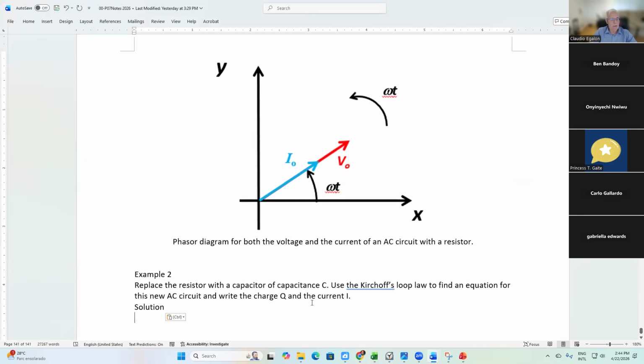Replace the resistor with the capacitor, with capacitance C. We'll use the Kirchhoff loop law to find an equation for this new AC circuit and write the charge Q and the current I. It's an example that I want you to do. That's the circuit right in here.